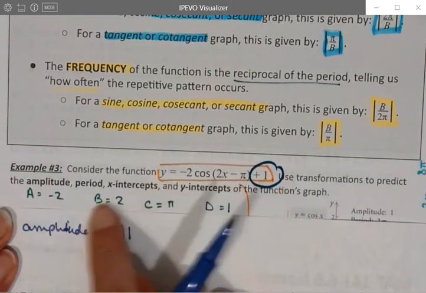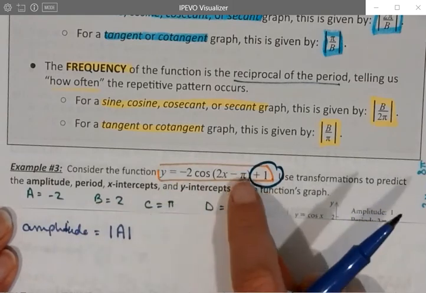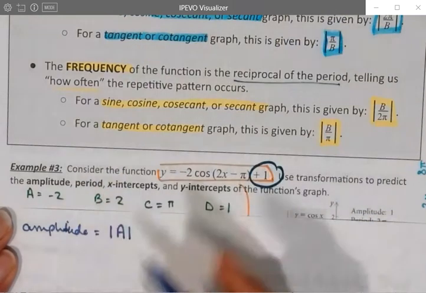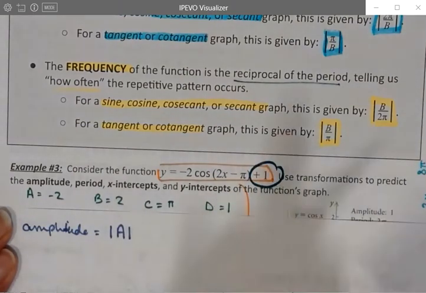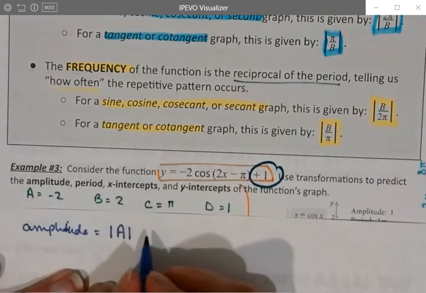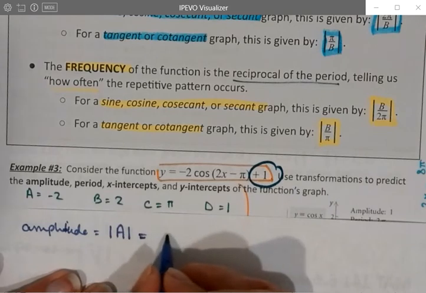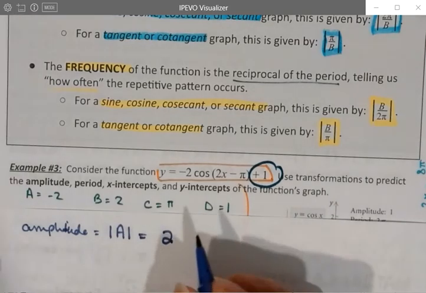A is negative 2, b is 2, c is pi. It's not negative pi. Remember, they have the negative as part of the formula. C gets to be pi, and then d is 1. So if amplitude is the absolute value of a, then the amplitude is 2.